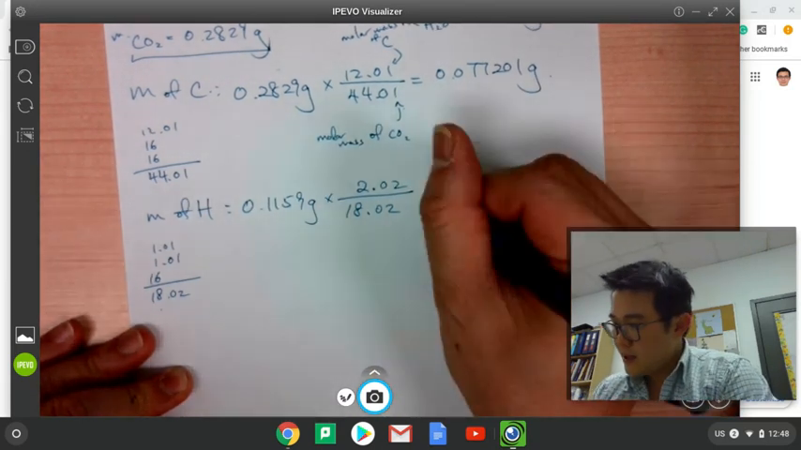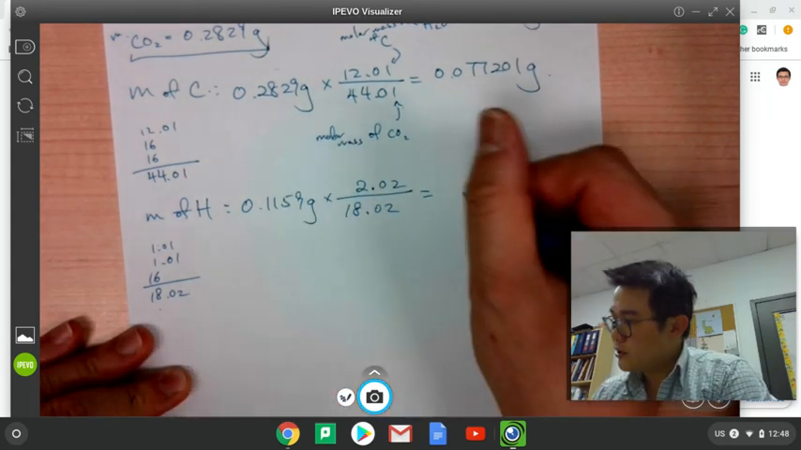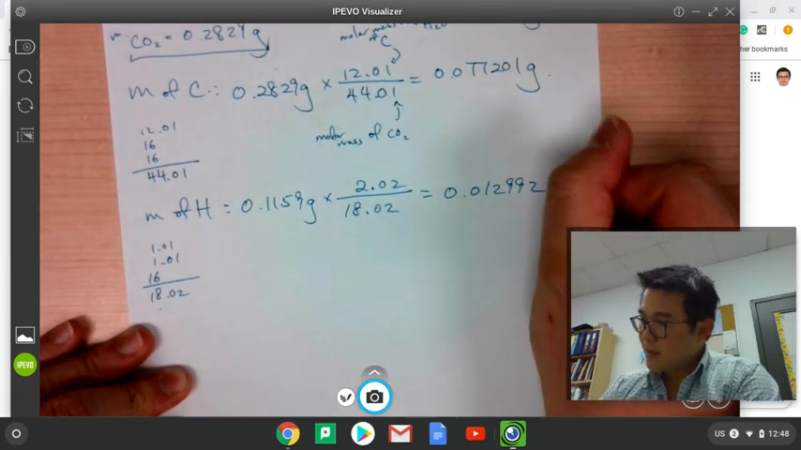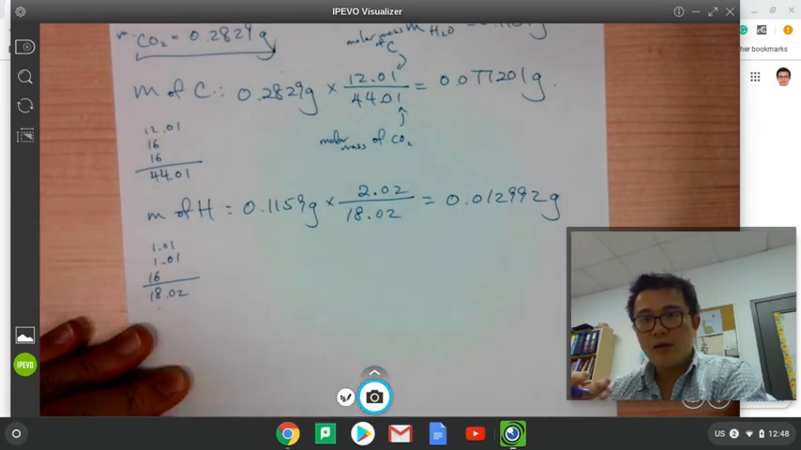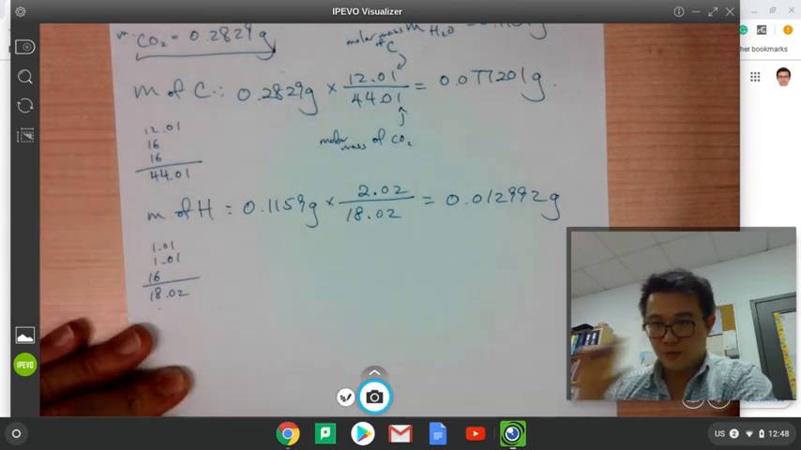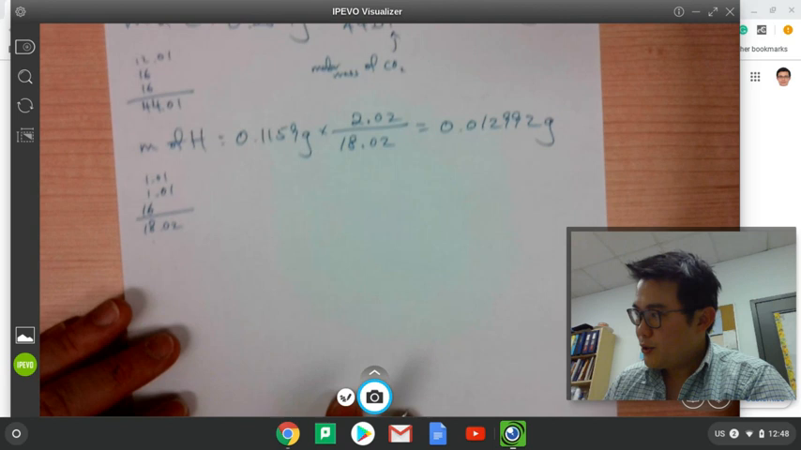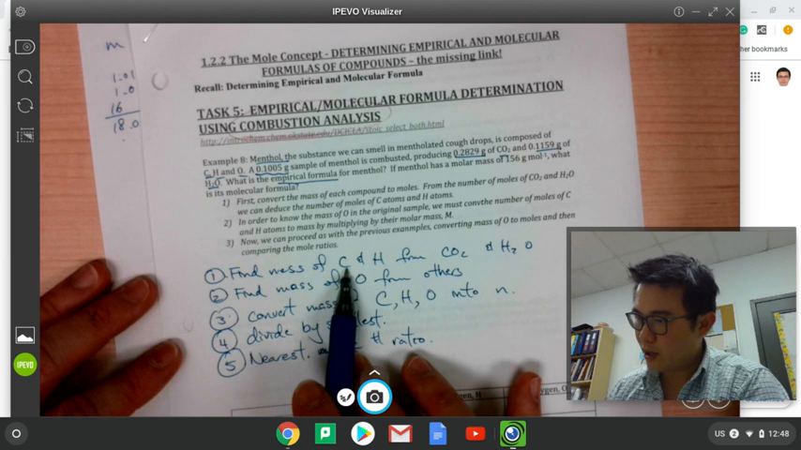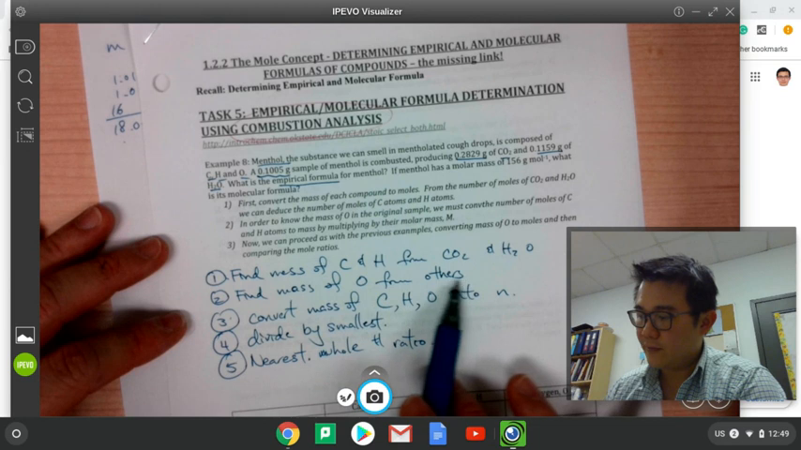Okay. So when you plug that in the calculator, this times this here should give you 0.012992. Yes, I'm carrying a lot of decimal places, but why not? The more decimal places you carry during the calculation, the closer and more accurate your result would be. And in some ways, it's easier later on. Okay, so now go back to the game plan. We found the mass of carbon, we found the mass of hydrogen. Now we find the mass of oxygen from the others.